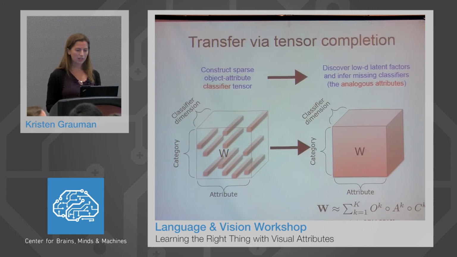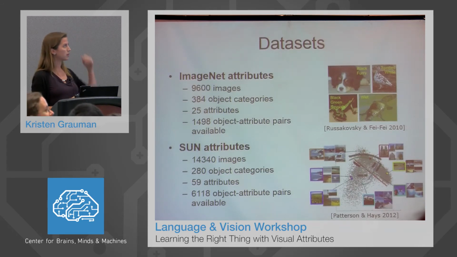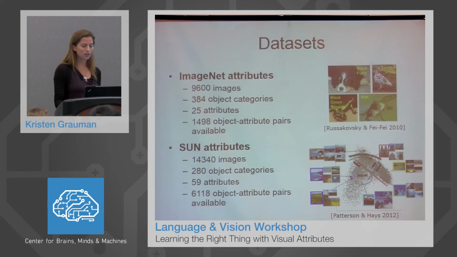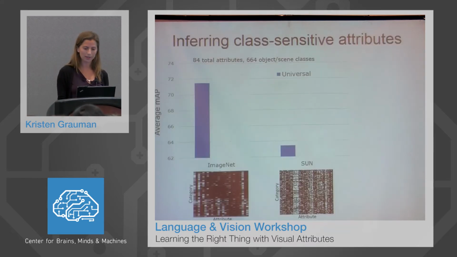So that, in a nutshell, is the method to try and learn analogous attributes. Let me share some results with you. These are on the two data sets I mentioned before, ImageNet and Sun. And these are the largest in terms of attribute labeled data. And so we're going to be able to have labels for about 1,500 object attribute pairs here and about 6,000 of them here. Okay, and if you consider all possible combinations, we ultimately would have 26,000 object attribute pairings.